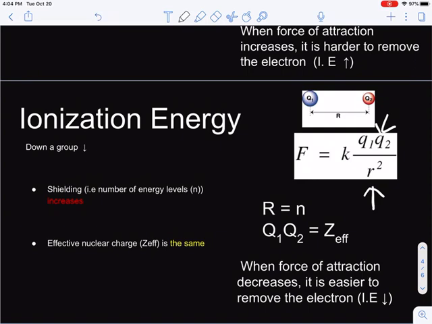So as the amount of shielding increases as you move down the periodic table, the outer electrons are feeling a lower force of attraction, because we have an inverse relationship between the amount of shielding and the force of attraction. And when they feel a lower force of attraction, that means that electrons are easier to remove, and therefore ionization energies get lower.